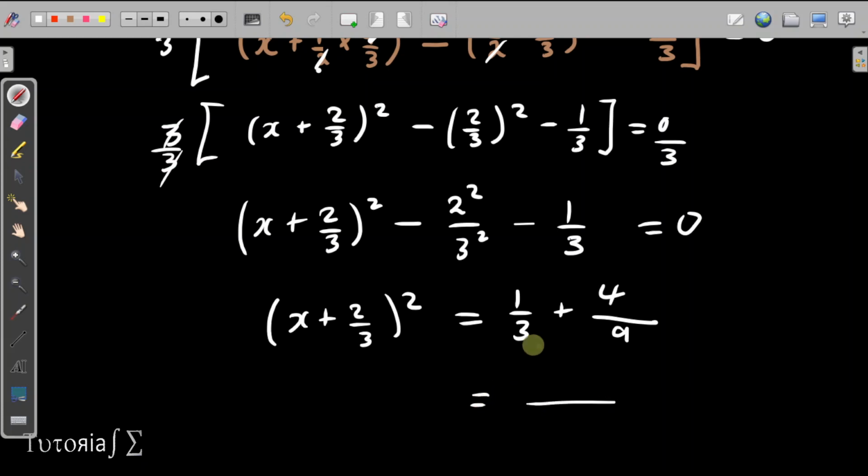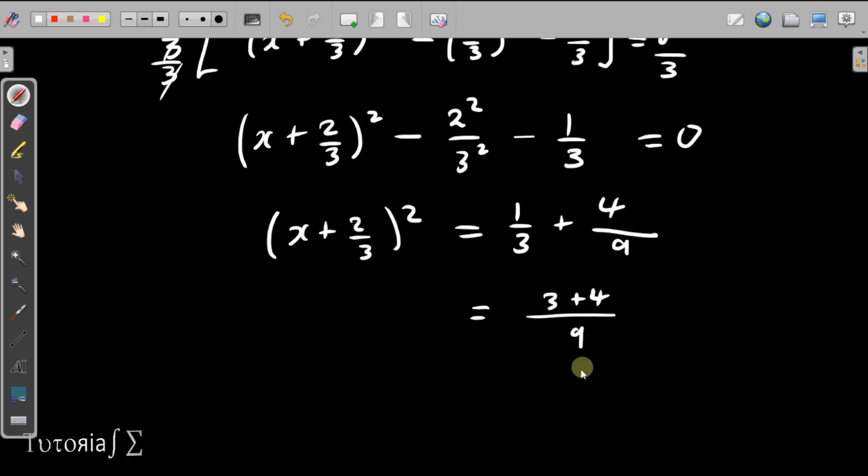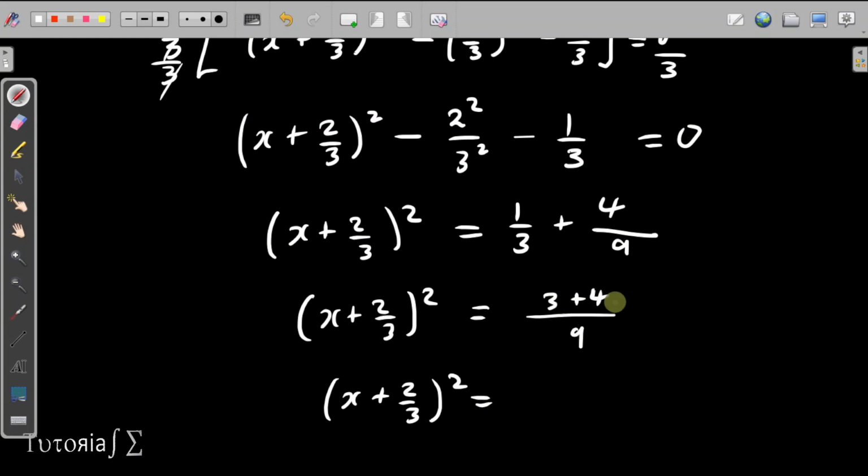And the common denominator this side will be 9. Then 3 into there, that is 3, times that will be 3, plus 4. So 9 into there, that is 1, 1 times that will be 4. Then this side we have x plus 2 over 3 squared. Then we can simplify everything here. We can say this is the same thing as x plus 2 over 3 squared equals 3 plus 4. That will give us 7. So that is 7 over 9.